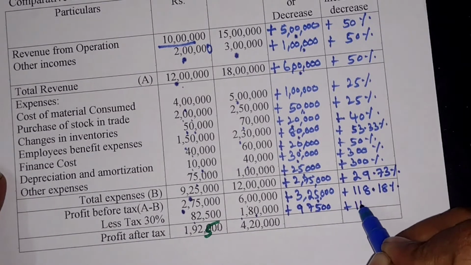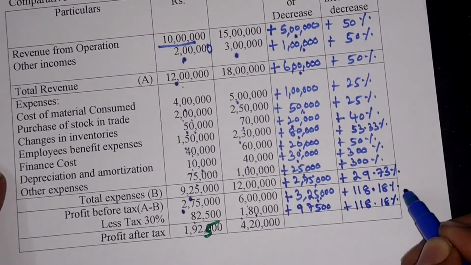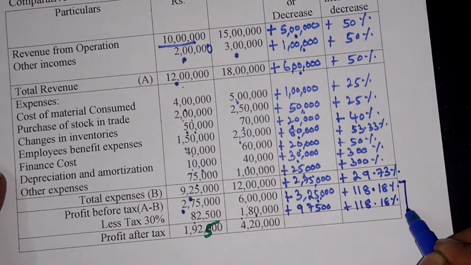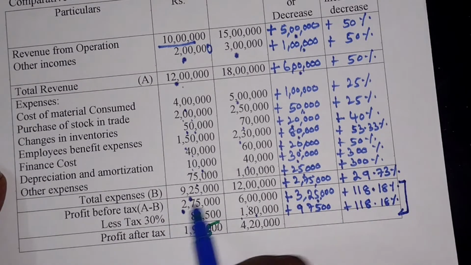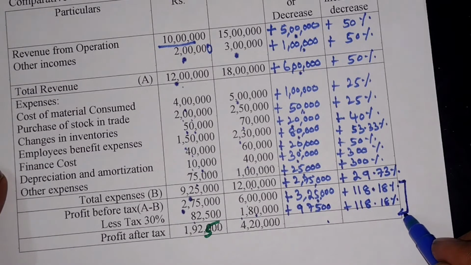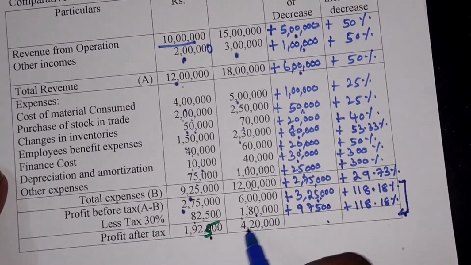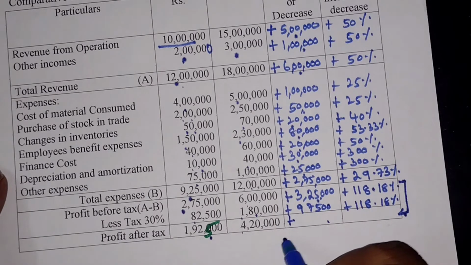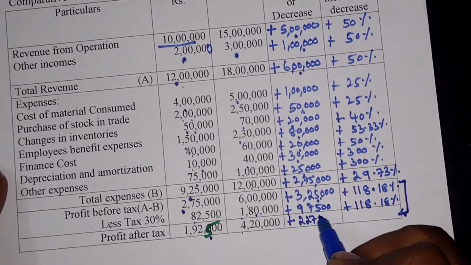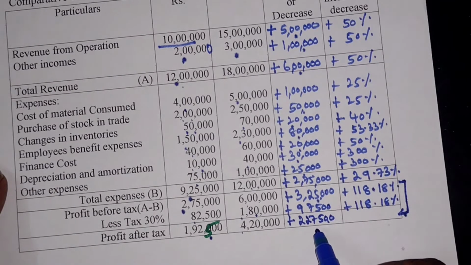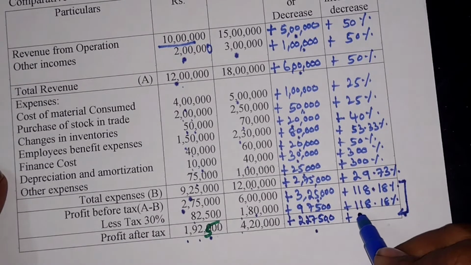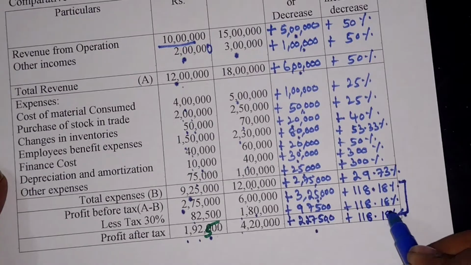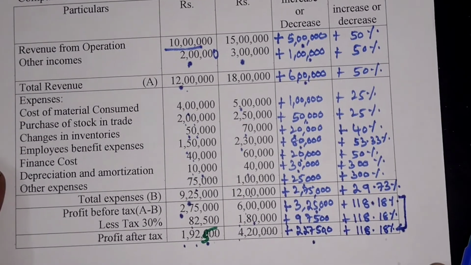Next one is 82,500 divided by 1 lakh 80,000, you get 97,500. Even you will get this also in the same percentage. Remember that in case of comparative statement, profit before tax and profit after tax, these three things you will get always into the same percentage. 1,92,500 and 4,20,000, you get increased by 2,27,500. This 2,27,500 divided by 1,92,500 and multiply by 100, again you will get the same percentage. This is the clue that you must know.